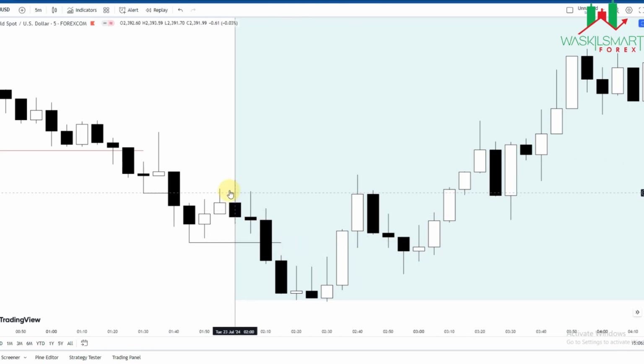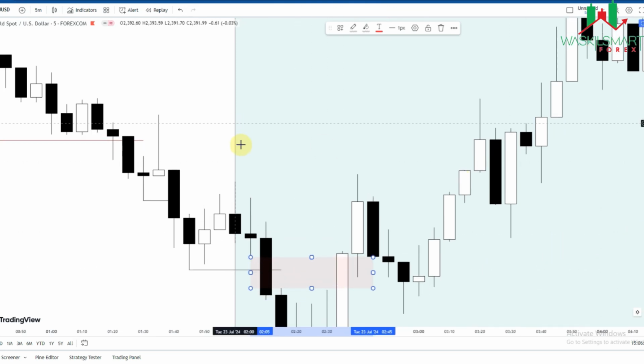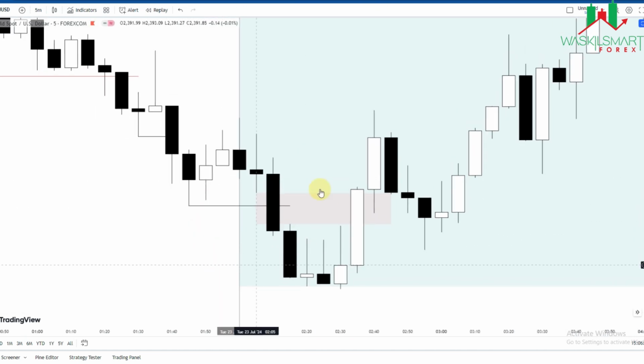up. You can see, I want to spot out something here. It's called the fair value gap. There's a fair value gap here where I'll be expecting market to trade into it, then come down. Actually, it's not a strategy. I'm just showing you this here.